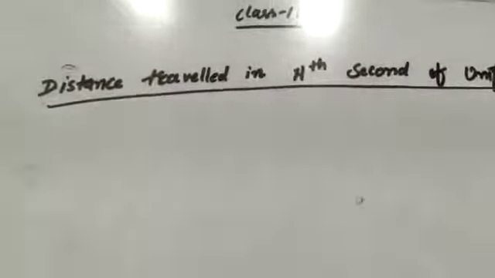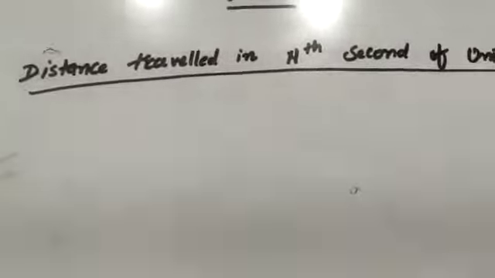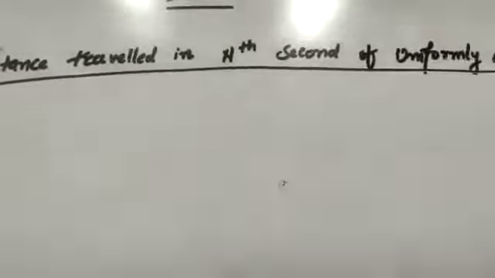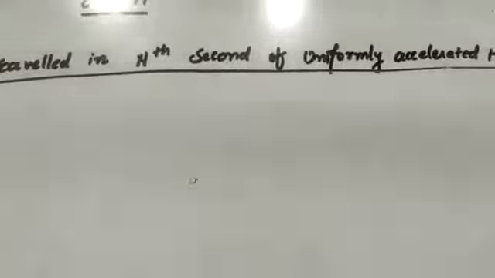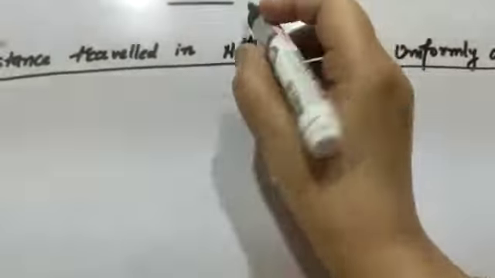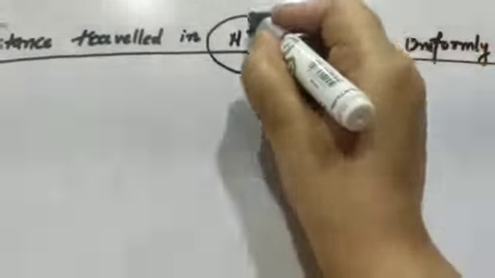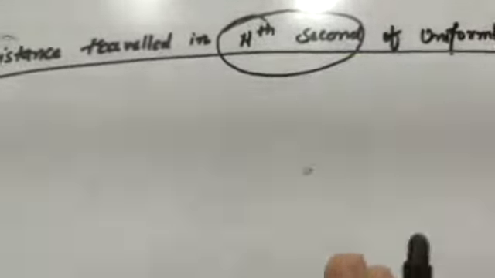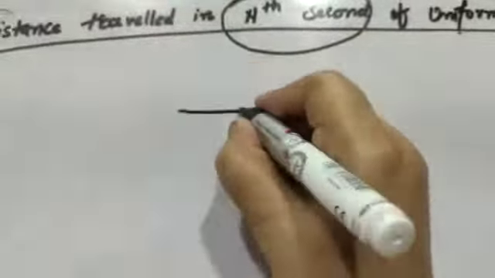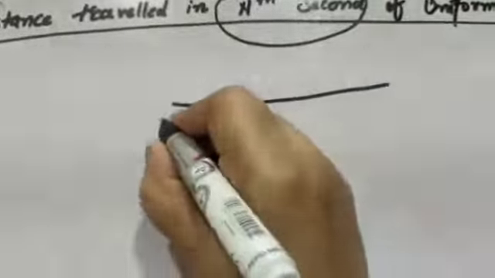Dear student, our next very important topic is distance traveled in the nth second of uniformly accelerated motion. Here, one of the important things that we need to learn is what is the meaning of this nth second first. To understand this, let us consider a motion along OA.